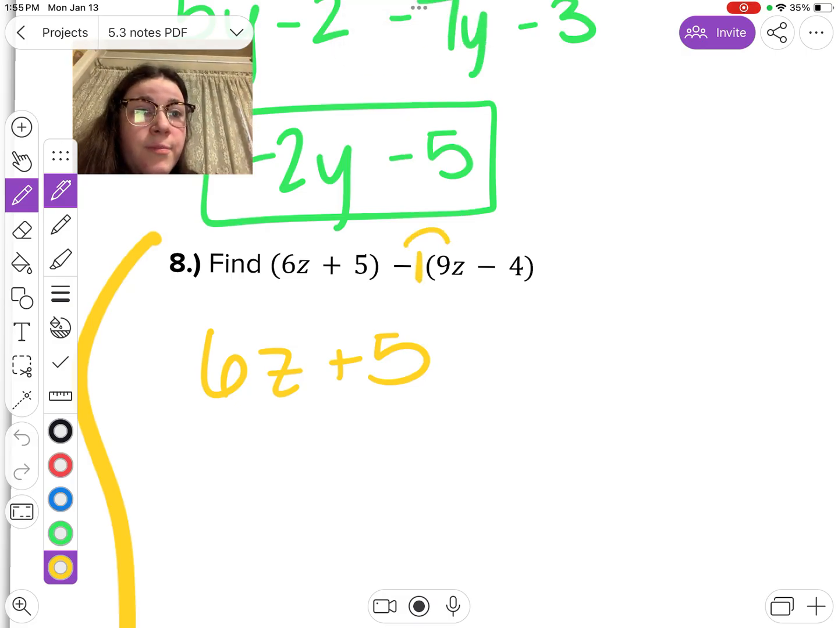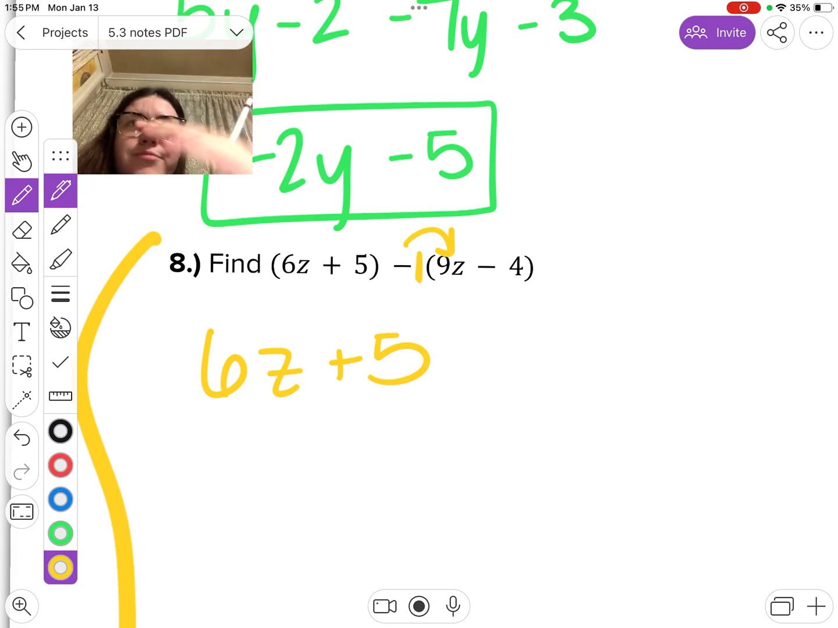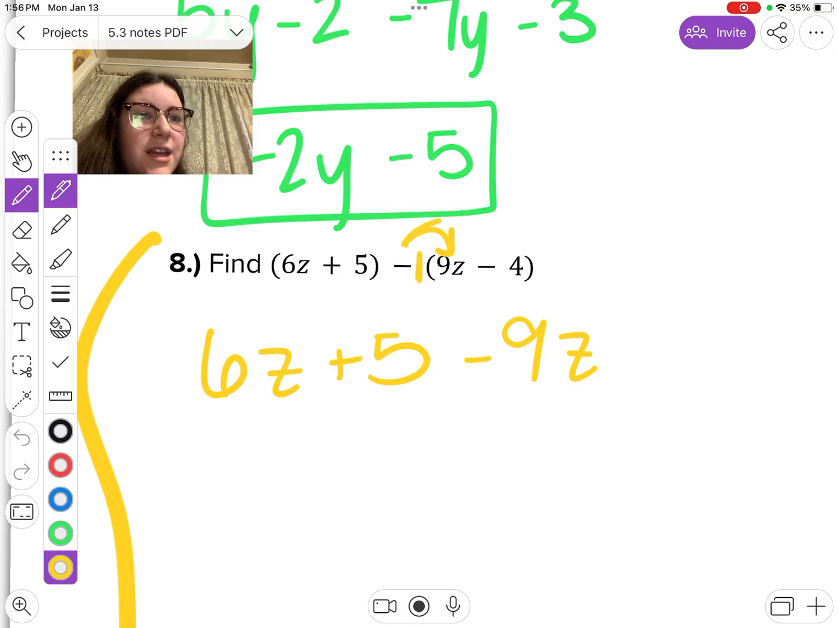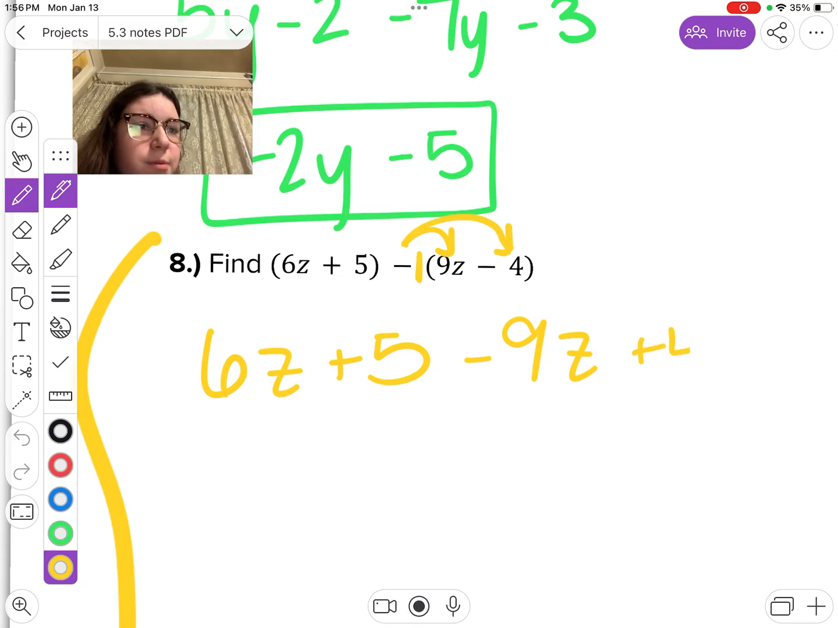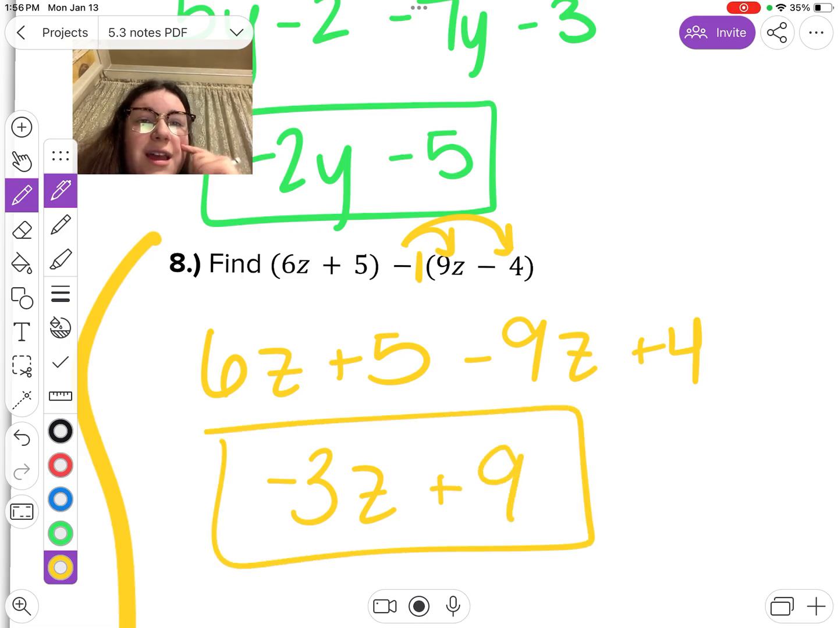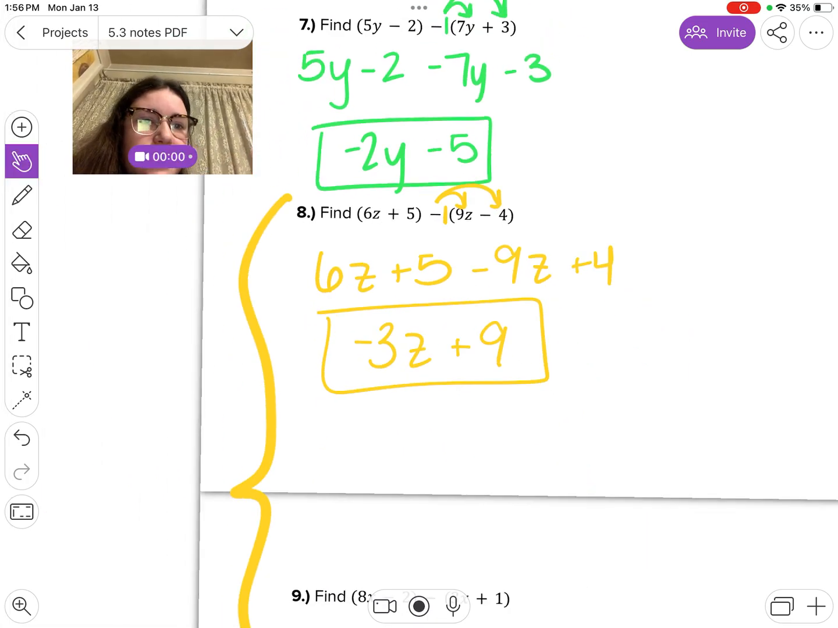So negative 1 times 9z becomes negative 9z. Negative 1 times negative 4 becomes plus 4. We combine those like terms. 6z minus 9z becomes negative 3z. And then 5 plus 4 becomes 9, which is our answer. All right, that was 8.